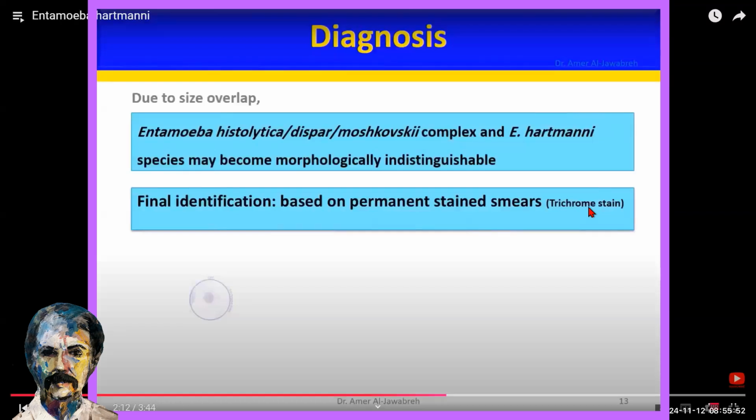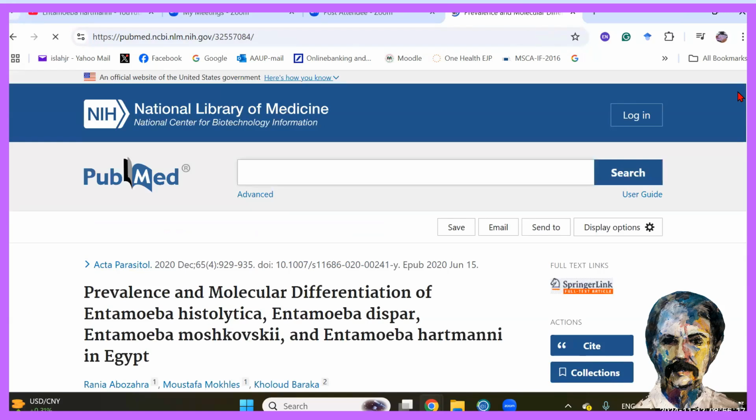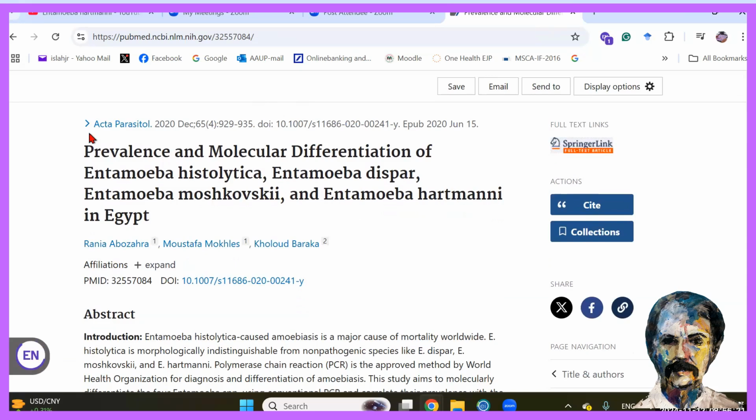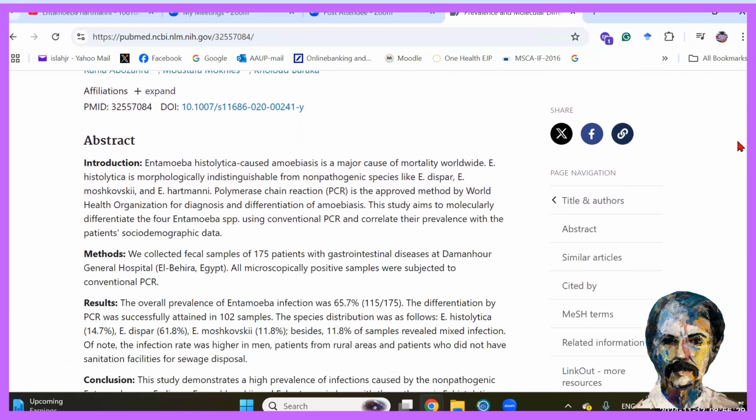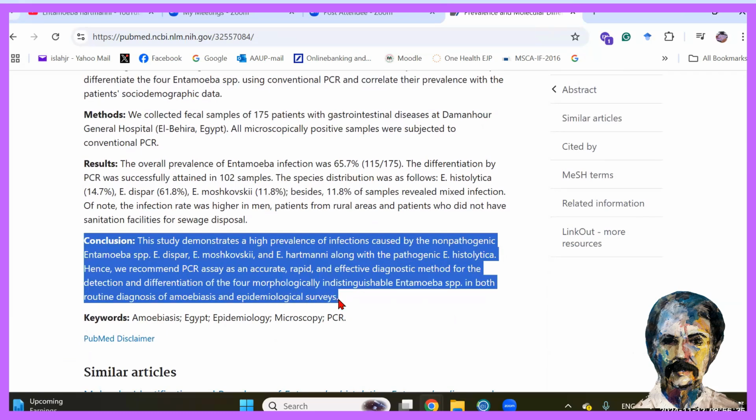We can show you this one, Abu Zahra. That's just a research paper. This research paper was published in Acta Parasitologica from Rania Abu Zahra, Egyptian. And let's read the conclusion very quickly. This conclusion here. Let me read for you.